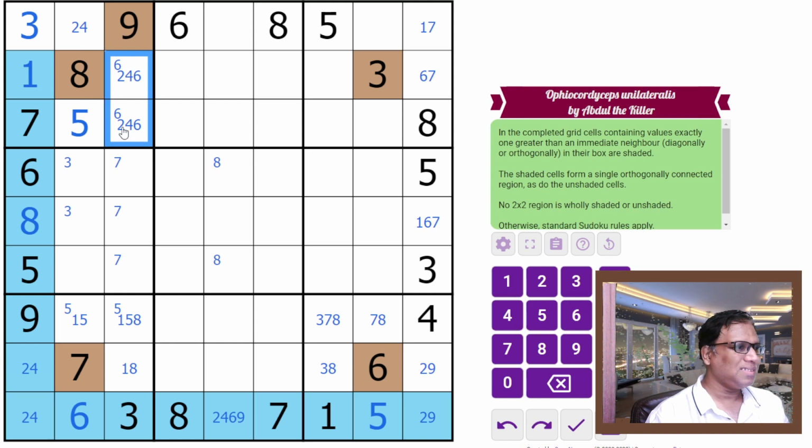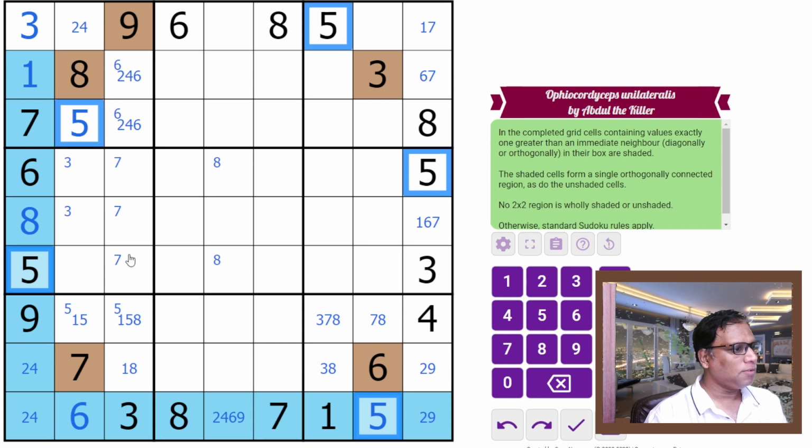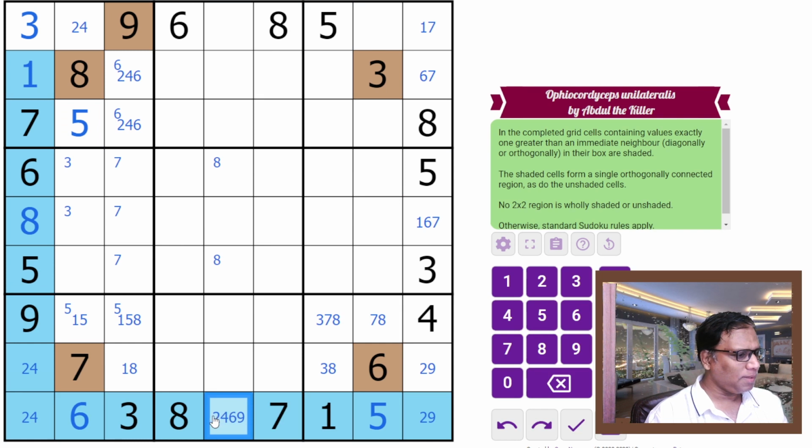6 is dark. Yeah, that's fine. I don't know. 5? Yes, oh no, 5 is already here. Why am I using this pencil mark? 5 is somewhere here. So this is 2, 4, 6, 9. Something wrong. Yeah, that 6 is gone because of this. 2, 4, 9. This can't be 9, right? Because it's beside 8. That's definitely not 9. 2, 4.